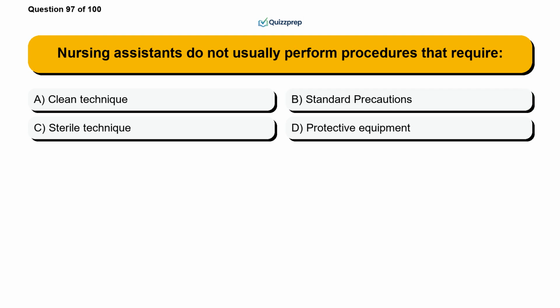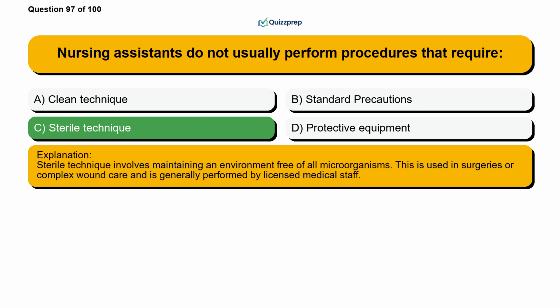Question 97. Nursing assistants do not usually perform procedures that require: Option A, clean technique. Option B, standard precautions. Option C, sterile technique. Option D, protective equipment. The correct answer is option C, sterile technique. Sterile technique involves maintaining an environment free of all microorganisms. This is used in surgeries or complex wound care and is generally performed by licensed medical staff.